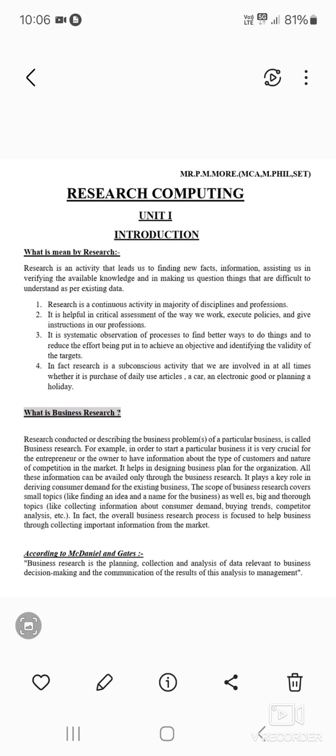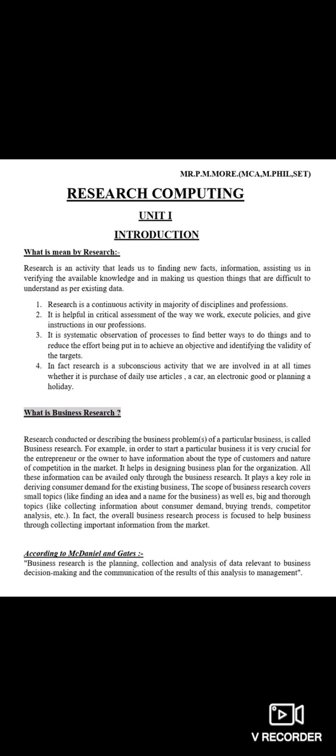म्हणजे जो एक्झिस्टिंग डेटा आहे त्याच्यावर न्यू गोष्ट नवीन थिंग्स किंवा नवीन इन्फॉर्मेशन फाइंड आउट करणं, that is called as a research. So research is, and there is another definition of research.